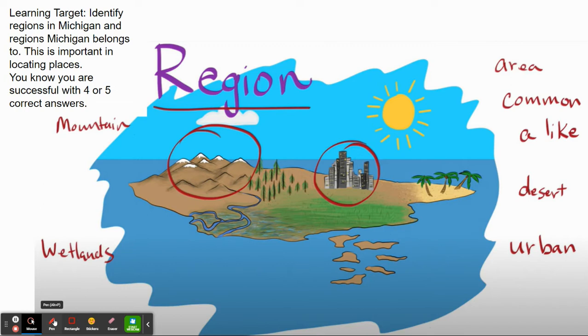And it's important to understand that regions have things in common, and you are successful with 4 or 5 correct answers on the quiz. So, just as a quick review, a region is a place with something in common, an area with things that are alike. It might be natural, like a mountain region, or it might be a city, which is man-made. It's human characteristic, but a city would be considered an urban region.